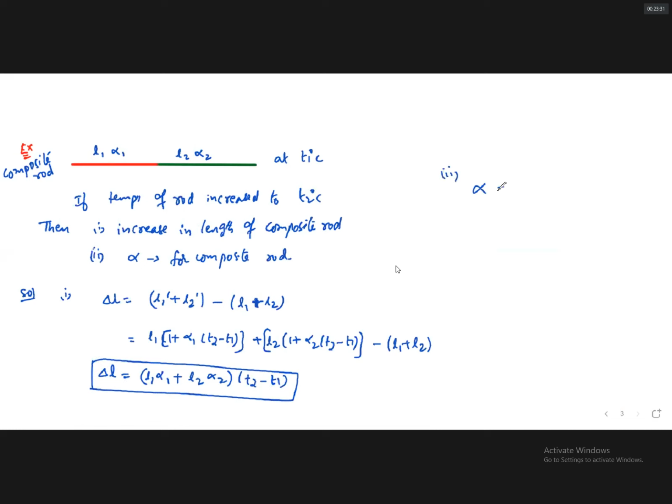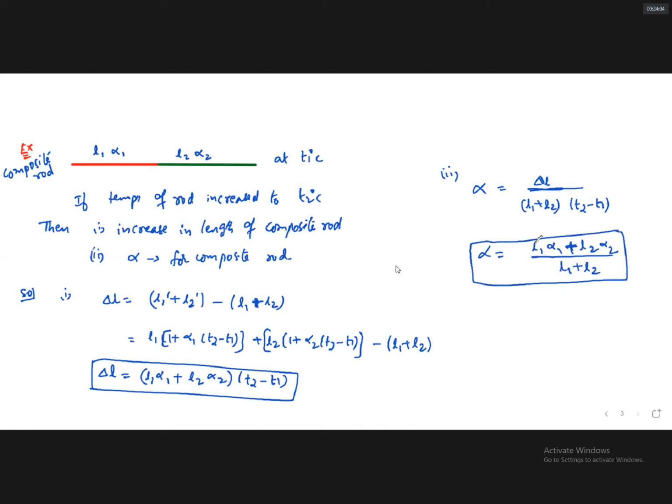And from the definition of alpha, we can define it as change in length of composite rod by initial length of the composite rod into T2 minus T1. From the alpha definition, change in length by original length into change in temperature. Here delta L by T2 minus T1, we get L1 alpha 1 plus L2 alpha 2 by L1 plus L2. So this is the alpha average, or mean coefficient of expansion of this composite rod.